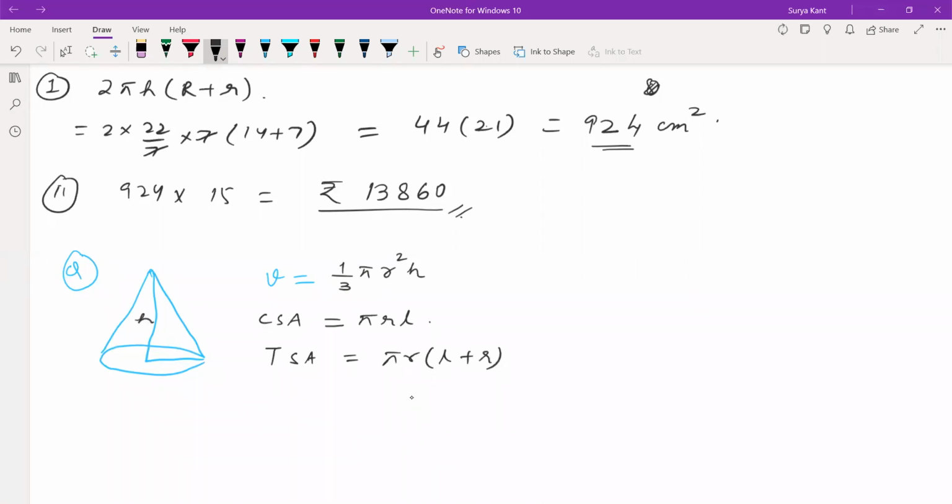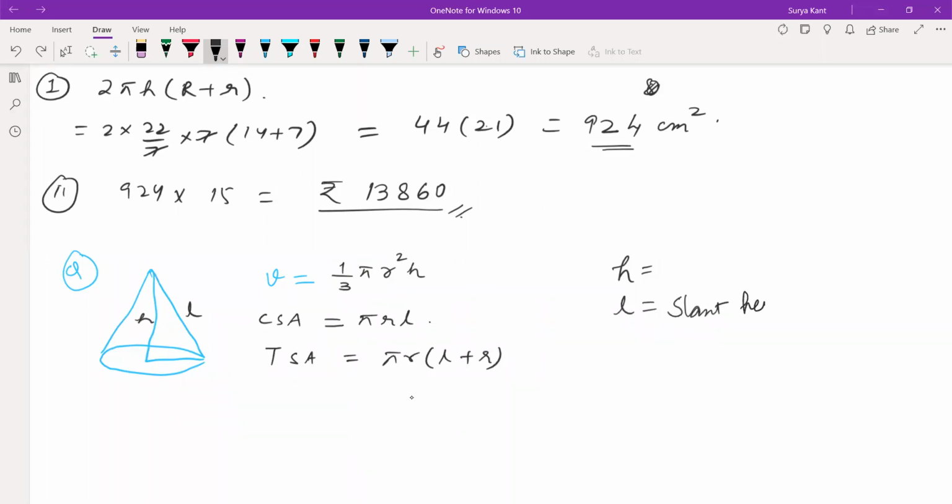What is difference between H and L? What is difference between these two? Height is from the middle, sir. Okay. L is the length of the side, you can say slant height. Yes, slant height.